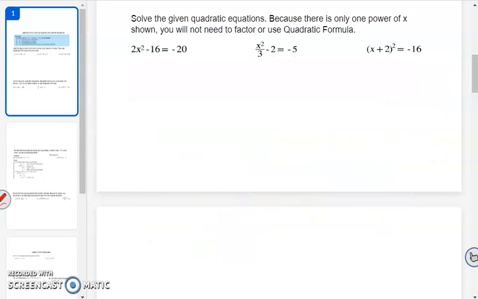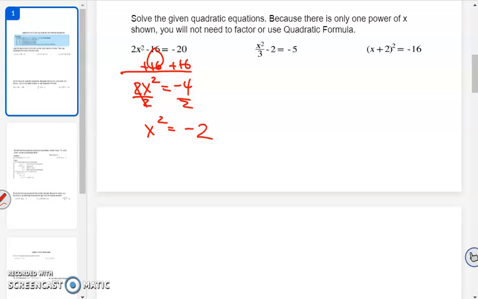So in this set of problems, you're supposed to decide which way to approach finding the x solutions. You may not necessarily need to factor. So in the first problem, I would probably add 16 to both sides. You get 2x squared is equal to negative 4. And then divide both sides by 2. So x squared is equal to negative 2.